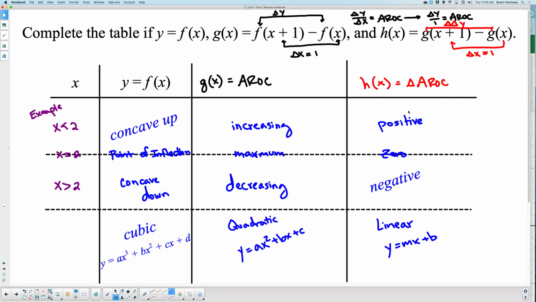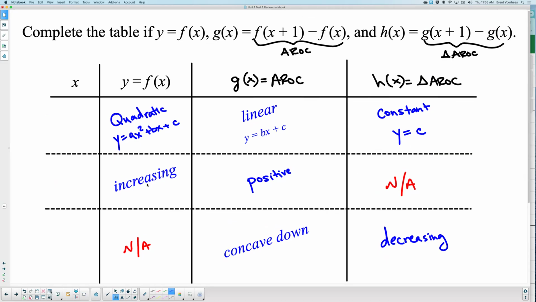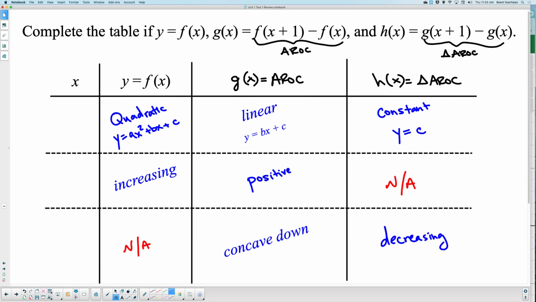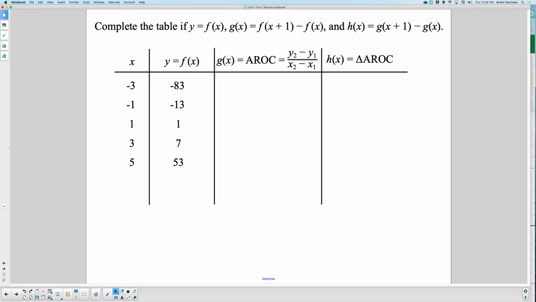Increasing, you can go one left and one right. Positive, you can predict to the left, but not to the right. All that to say is I should try to apply it here of when you could apply and when you could not. So make sure you know those tables. Now let's practice some with numbers.